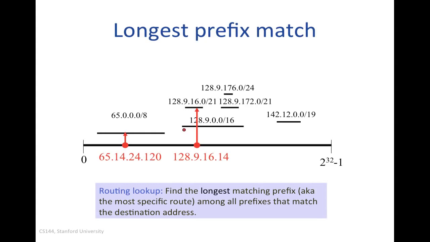Notice that it matched on this one, but this one is a longer matching prefix. More of the bits match on this one than they do on this one. This is a longer prefix. It's a 21-bit prefix, whereas this one is only a 16-bit prefix. So because it matches on both, and this is the longest one, this address here will match on this prefix here in the table. So in routing lookups, what we do is we find the longest matching prefix, also known as the most specific route, amongst all the prefixes that match the destination address.